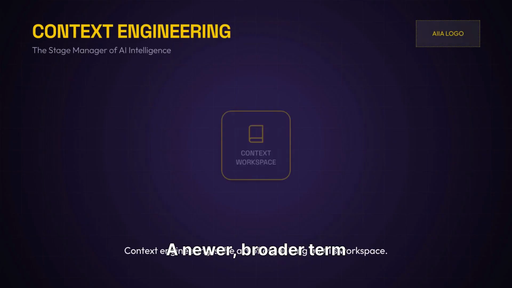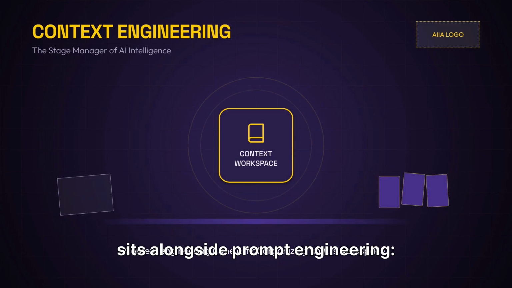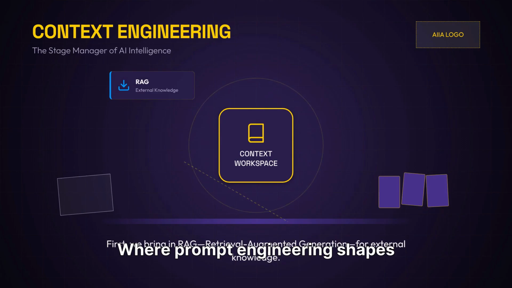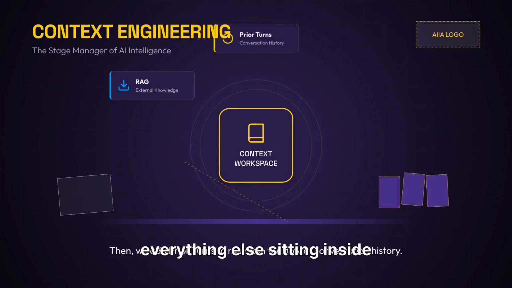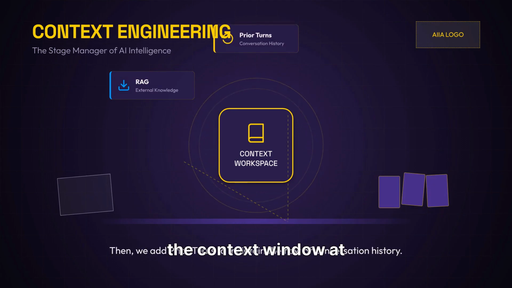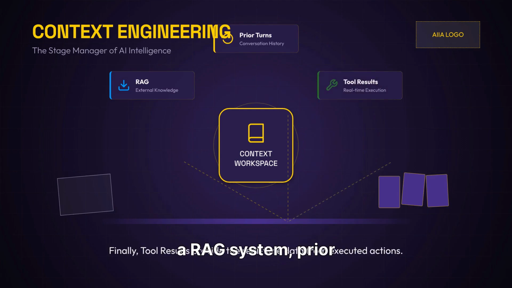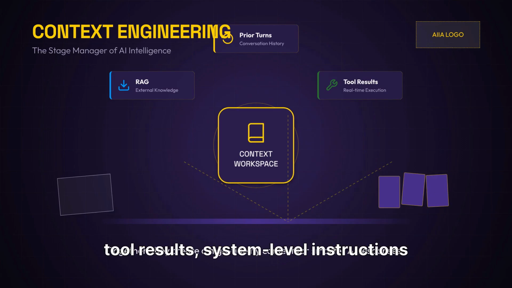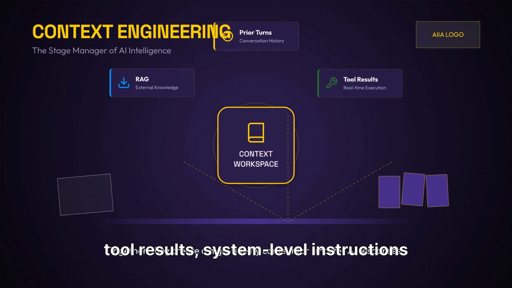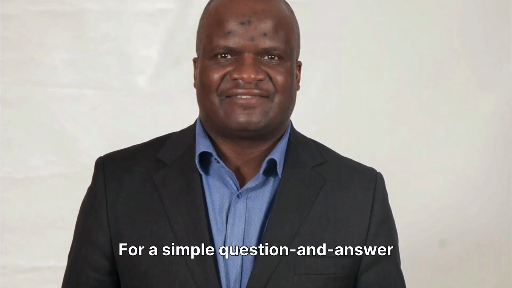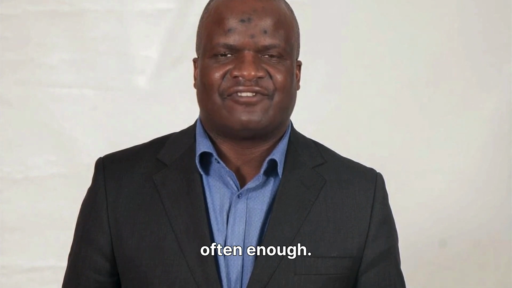A newer, broader term sits alongside prompt engineering: context engineering. Where prompt engineering shapes the wording of one ask, context engineering shapes everything else sitting inside the context window at the moment the model answers. Retrieved documents from a RAG system, prior turns of the conversation, tool results, system-level instructions the user never sees. For a simple question and answer exchange, careful prompting is often enough.